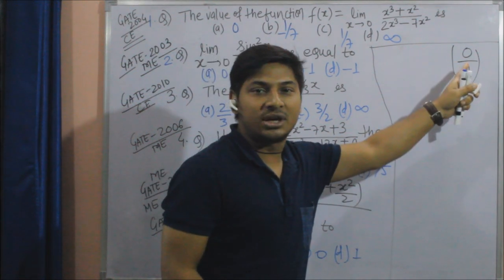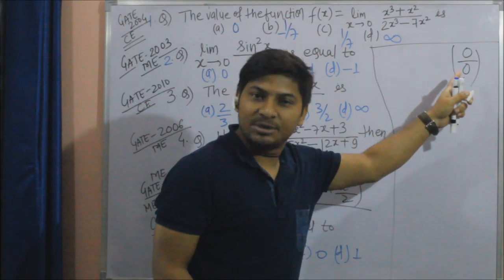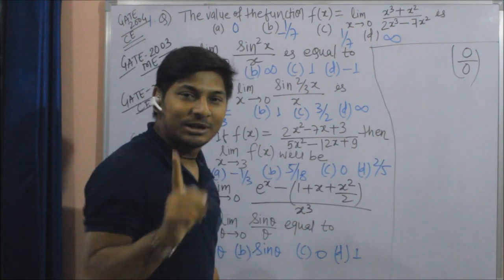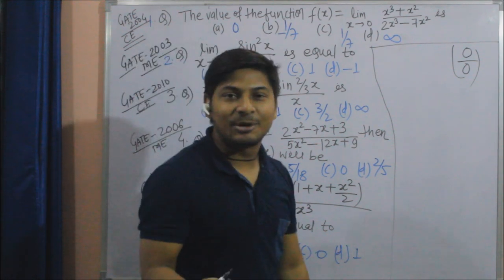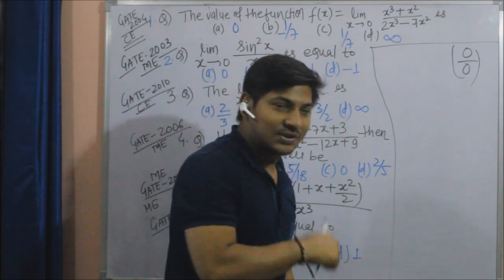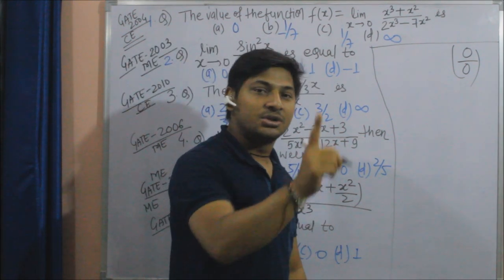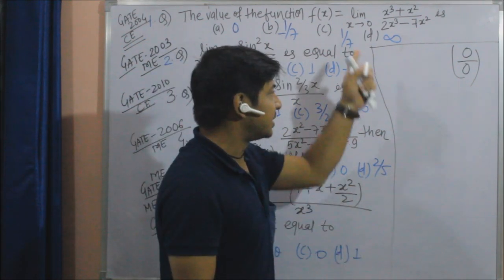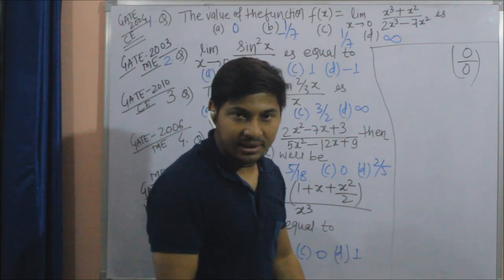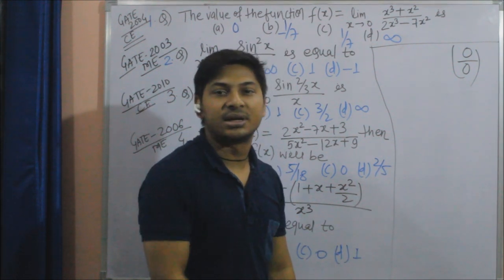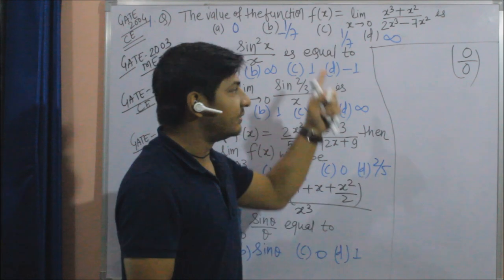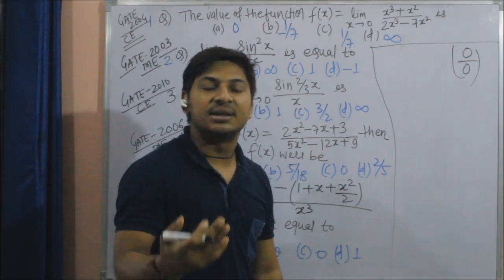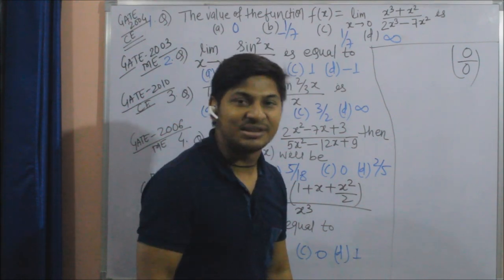This is the first category of indeterminate form. So if 0 by 0 is there, we have to apply the L'Hopital rule. And how can we apply it? If you are visiting this channel for the first time, you should go to that lecture first. The link is given below, and in the description of this video you will find the links of all related lectures. Even if you have watched before, you can revise it.